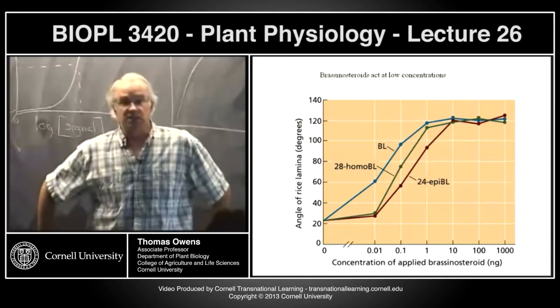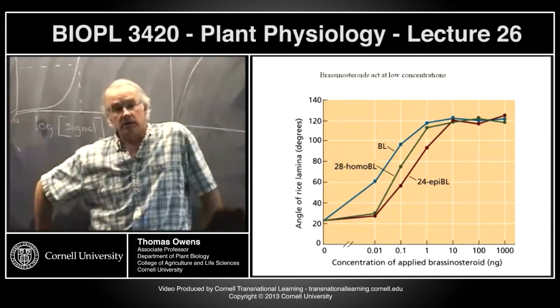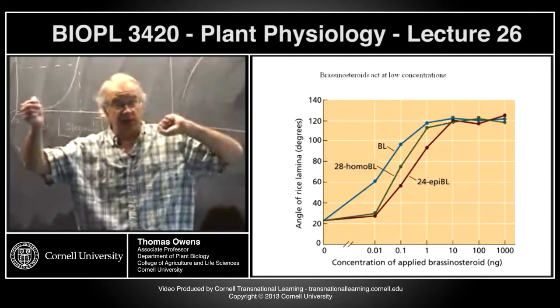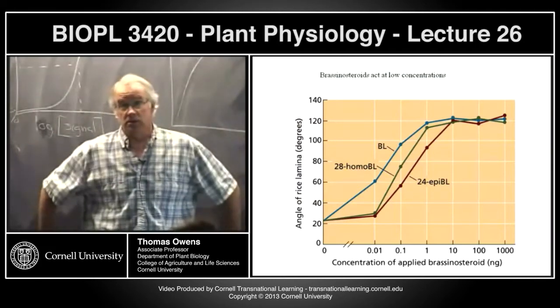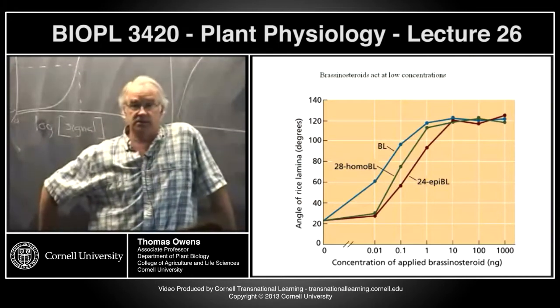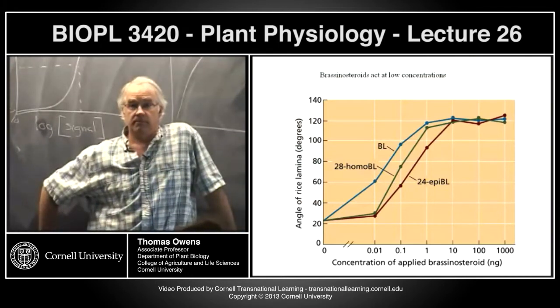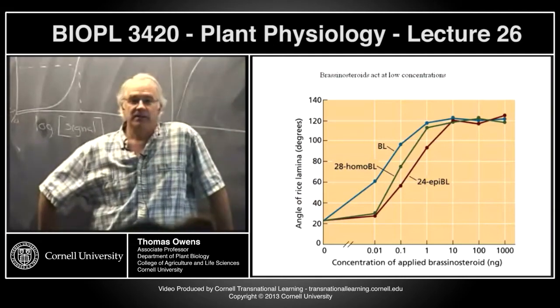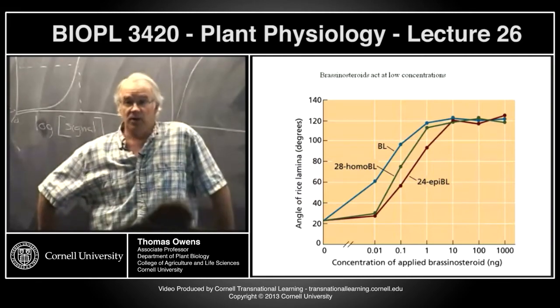Absolutely. So does this provide a mechanism by which two signal transduction pathways for two different hormones could interact with each other? Yeah. Have we seen examples of this? The answer is yes. If you remember what those were, think about leaf abscission. Auxin and ethylene. And what about auxin and ethylene?